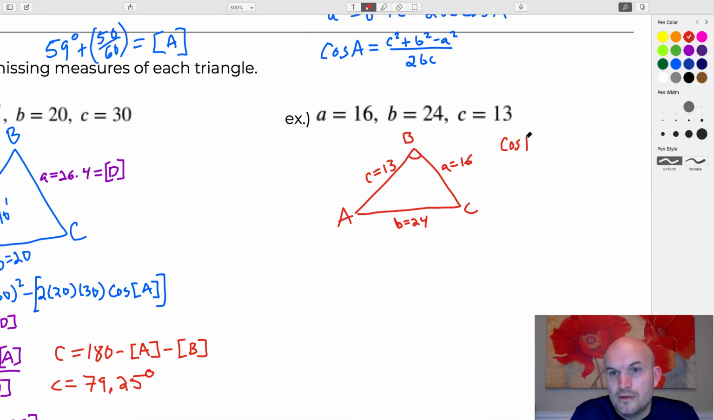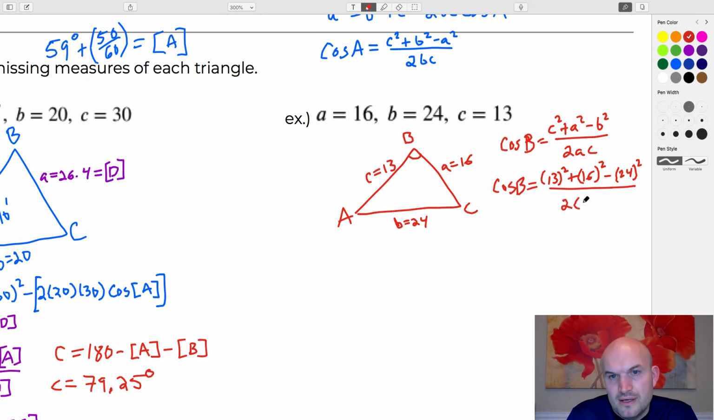So this would be cosine of B, that's a horrible B, is going to be equal to, so basically wherever there was an A, I'm just going to replace it with a B. Wherever there's a B, I'm going to replace it with an A. So this would be C squared plus A squared minus B squared all over 2 times A times C. All right, so now when I actually plug in the real numbers here, cosine of B is equal to, I'm going to use my parentheses, so we're going to have 13 squared plus 16 squared minus 24 squared all over 2 times A, which is 16, and then times C, which is 13.